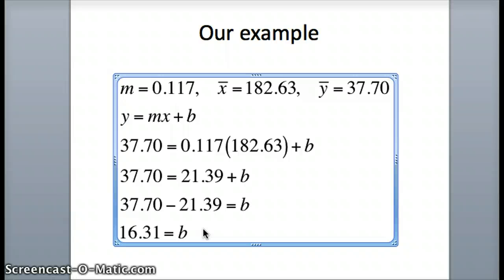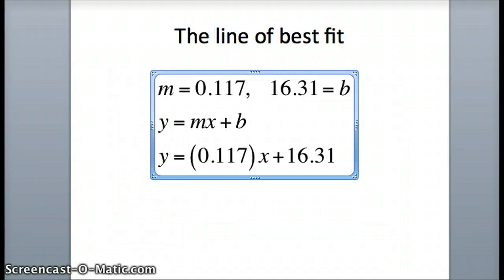And now that we have b and m, we know the equation of the line of best fit. So indeed, substituting our value for m and b into y equals mx plus b, we get our prediction equation. Our best prediction is that y, waist size, will be 0.117 times x, weight, plus 16.31. We're going to use this to predict the waist size of a person who weighs 200 pounds.